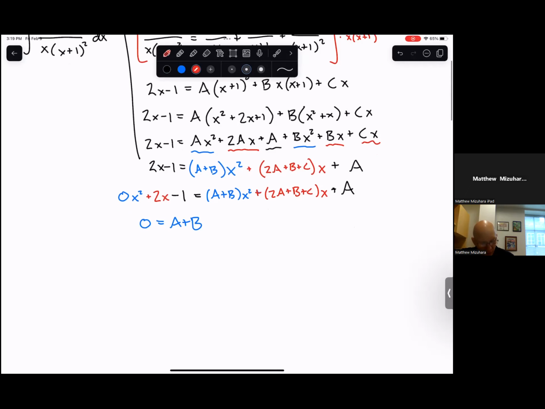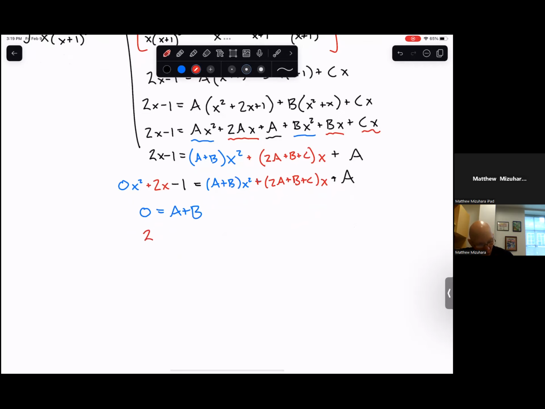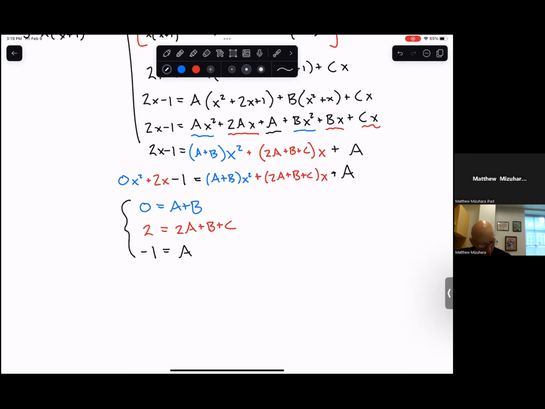At the next level, if I compare the x coefficients, on the left I have a 2, on the right I have 2A plus B plus C. And then finally, at the constant level on the left, I have a minus 1, and that equals A. So what we're left with is a couple of equations that we can start solving and manipulating to solve for the A's, B's, and C's. So immediately I see A equals minus 1. I could always plug that into the first equation to say 0 equals minus 1 plus B, and so B equals 1. And now let me plug B equals 1, A equals minus 1.